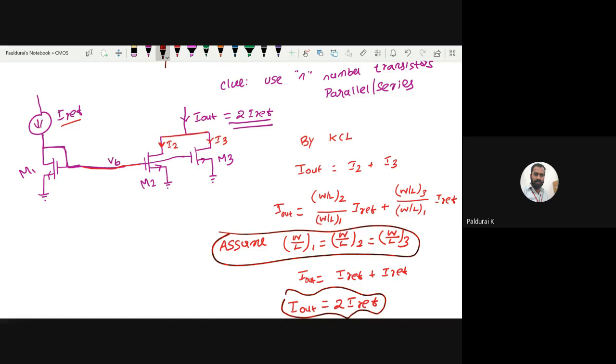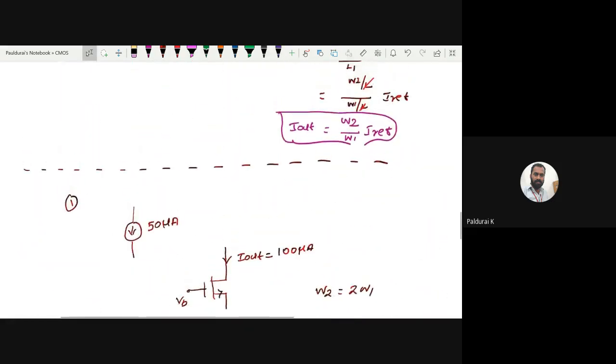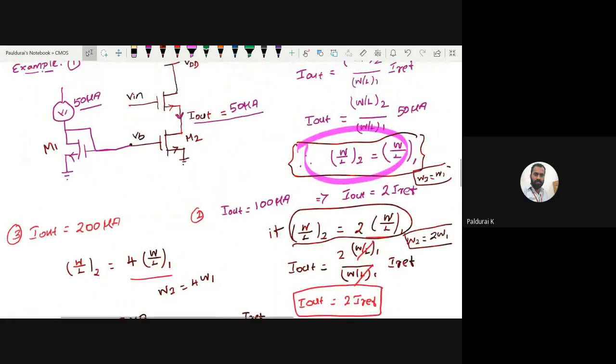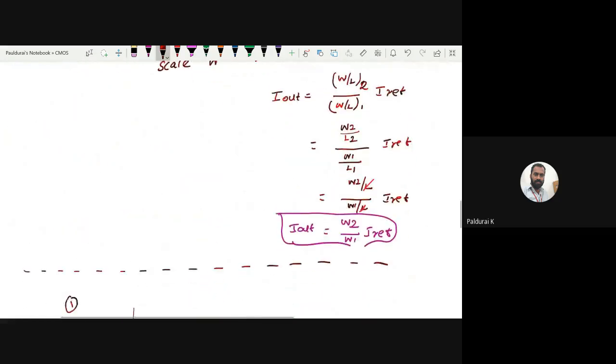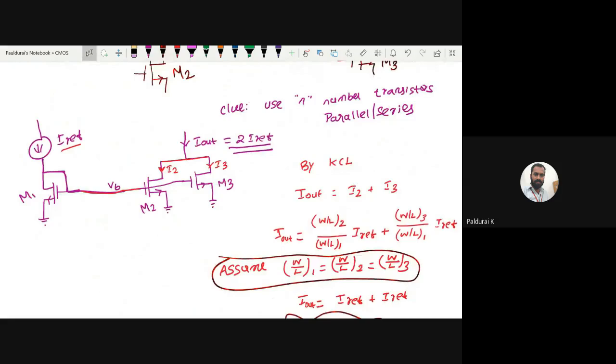So that's what I wanted to teach, not Razavi. In all books, to achieve I out equal to 2 times I reference, they have been following this method, applying the scaling method for 2 times I reference. But only Razavi has thought like this. That is great actually.